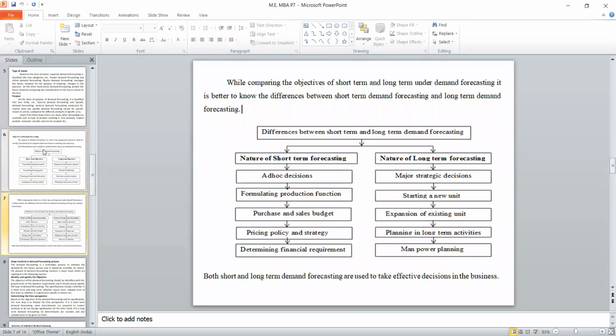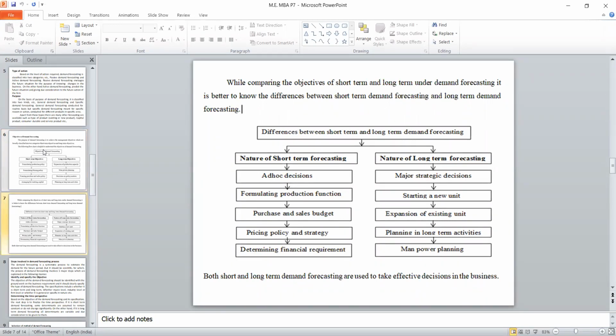How to say? First, the decision. Whenever we are taking an 11th hour decision, an adhoc decision, then it is a short-term nature of demand forecasting. Suppose we have to take a major decision by forming a commission or committee or framing a teamwork. After that, if you take the decision, then it is a nature of long-term forecasting. Production policy is a short-term nature, but starting a new unit is not a short-term nature, it is a long-term nature.